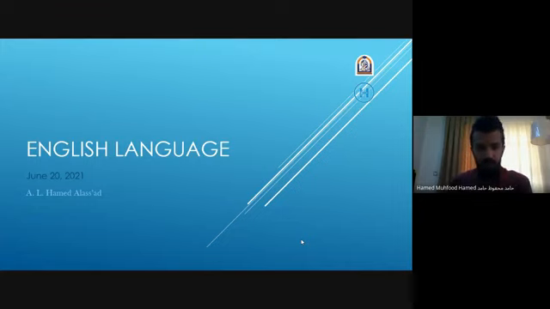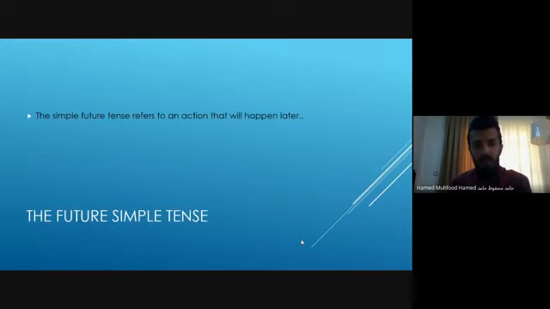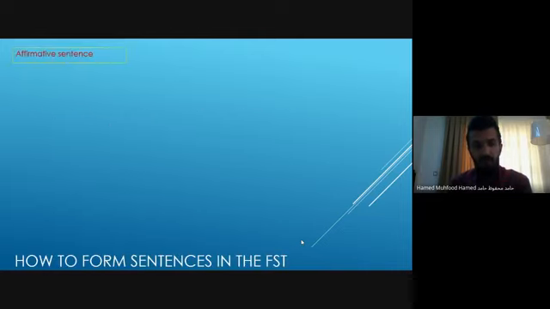After the exam, this is the first lecture after the exam. As you remember, in the previous few lectures, especially the previous one, we talked about the future simple tense, right? We read everything about the future simple tense, when to use it and what is meant by it. We said that it refers to an action that will happen later. And we checked how to form sentences using the simple future tense.